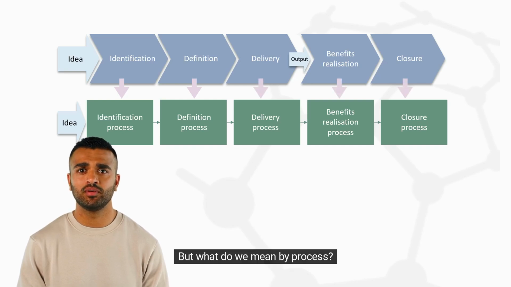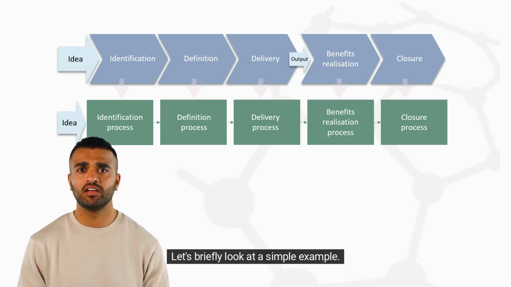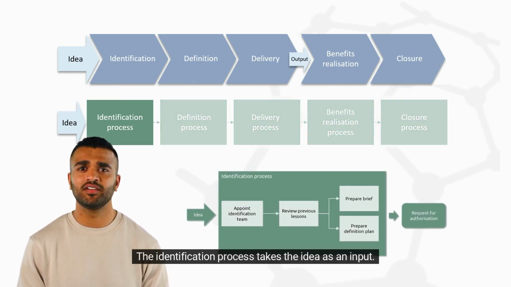But what do we mean by process? In basic terms, a process takes one or more inputs and uses them to produce one or more outputs. Let's briefly look at a simple example. The identification process takes the idea as an input.